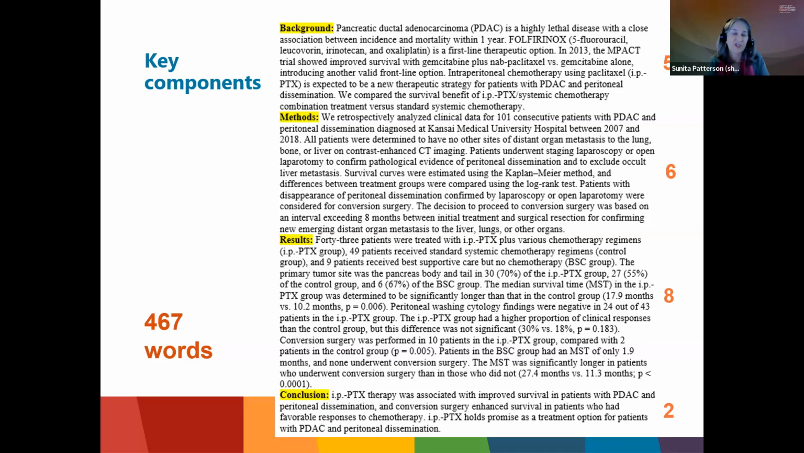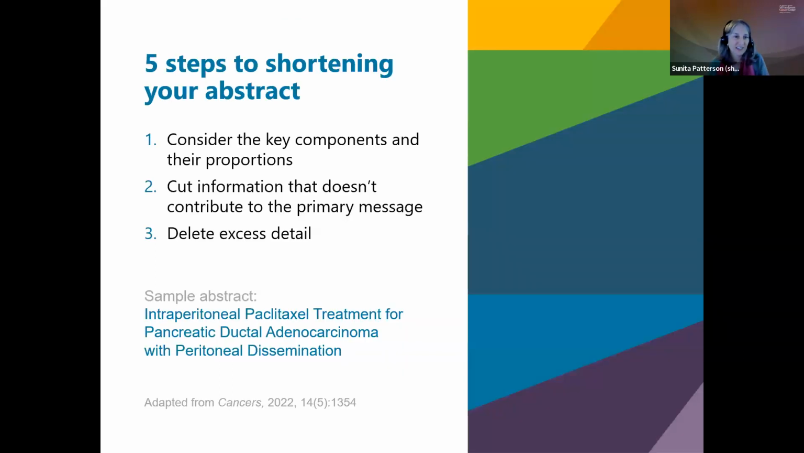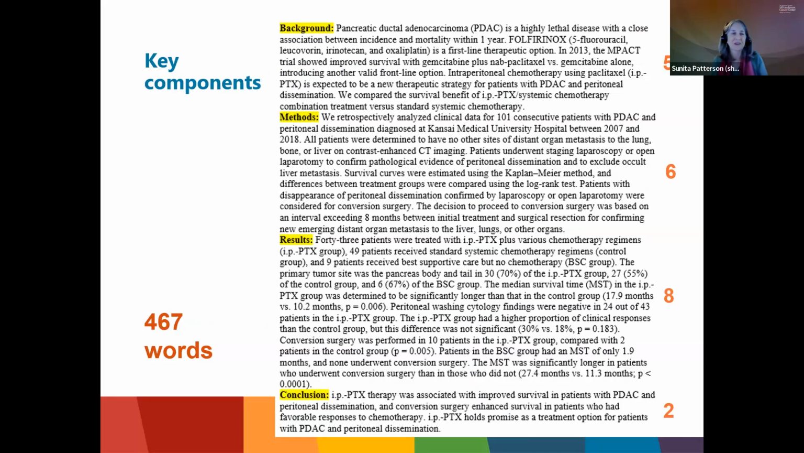This is a structured abstract. Let me go back and just read the title out loud. Intraperitoneal paclitaxel treatment for pancreatic ductal adenocarcinoma with peritoneal dissemination. Okay, that's the topic. And I've put along the right side the number of sentences in each section. So what do you notice as you look at the proportions for each of these key components? Feel free to type in the chat, or you could unmute if you want to comment.